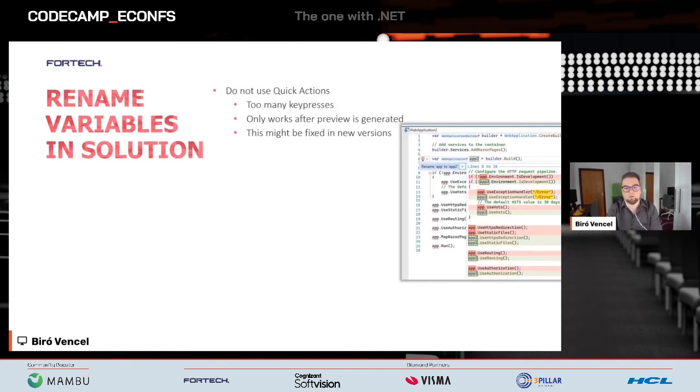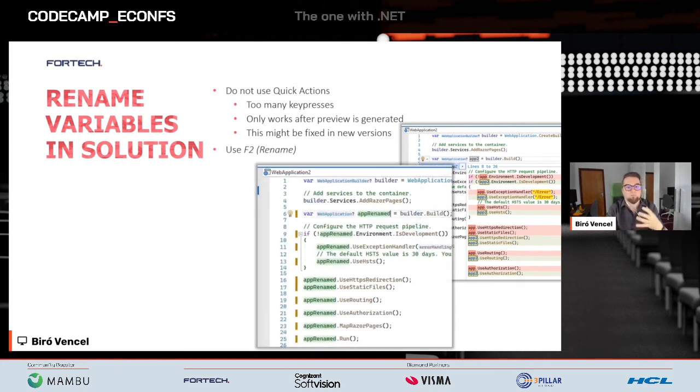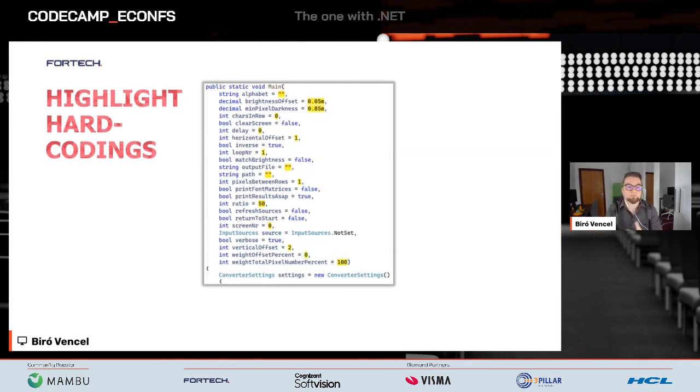I was already talking about quick actions, but I want to recommend that you do not use quick actions for refactoring, for renaming. Use F2 instead. F2 transforms the variables under the cursor to have green backgrounds. After you edit your change, the changes are automatically and immediately reflected, and the rename is done after you press enter, much faster.